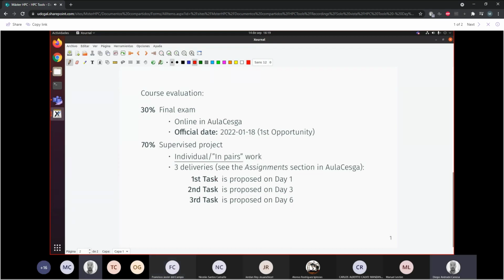Is it necessary to pass both parts separately? No, there is no minimum required for passing. Actually, you can have a 0 in the final exam and a 7 in the supervised project. But that will be extremely rare. I mean, it's not usual to have 100% of the project and then do nothing in the final exam, okay?